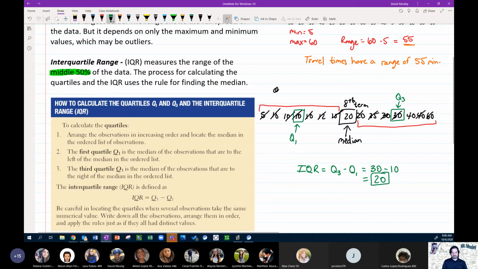So now we're getting a more narrowed in picture of the spread of our data. The middle 50% of my data is within 20 minutes of each other. There's a spread of 20 minutes, so to say, in the middle 50% of data. Whereas when I look at the entire set of data, there's a 55-minute range. Now I'm down to just a 20-minute range. So that means 50% of the people in the sample are within 20 minutes of each other as far as their commute time.